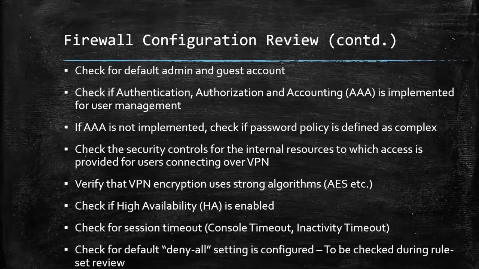Next point is related to HA mode, which is nothing but the high availability mode. This is majorly important in case of any kind of failure or network failover. So if your primary firewall fails, you should have a secondary firewall in place in case of any kind of network disaster.